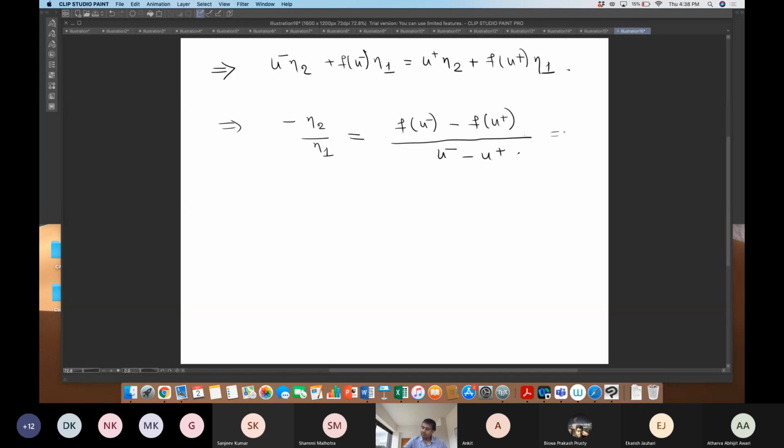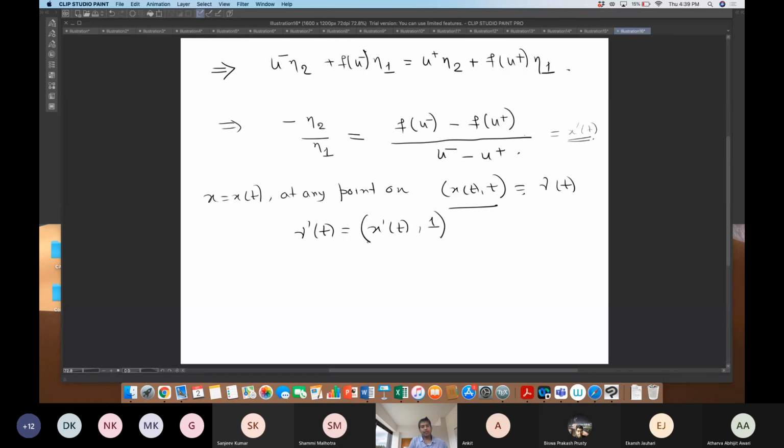But we have to prove this is equal to x prime t. How to prove this? So what is your curve? x equal to x(t). So a point on the curve looks like (x(t), t). Yes or no? Okay, x prime. What is the derivative? What is the tangent to this curve? Gamma prime t is (x prime t, 1). The normal dotted with the tangent should be equal to 0.